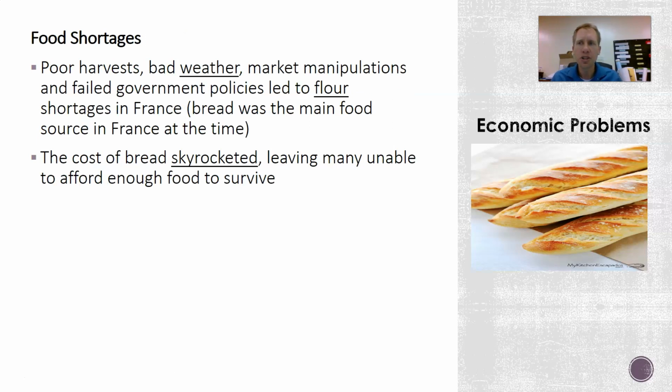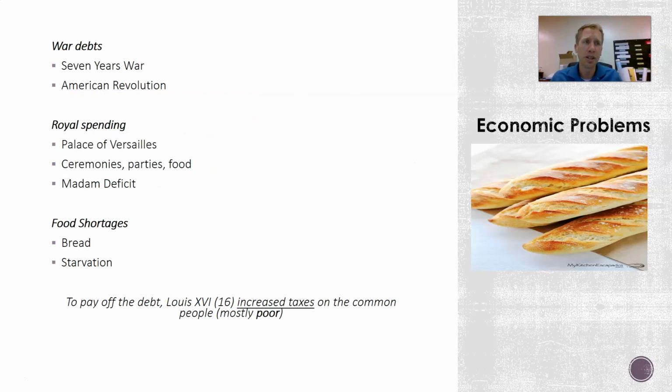You have the food shortages, you have poor harvests, bad weather, market manipulations, failed government policies. All this is going to lead to a flour shortage. A flour shortage is going to lead to a bread shortage, and bread's the main food source for France at this time. The cost of bread is going to skyrocket. For a loaf of bread, it's going to cost over a month's salary. Most people aren't going to have enough food to survive. The average French person ate roughly 2 pounds of bread a day. So it's not really like they have something else to fall back on.